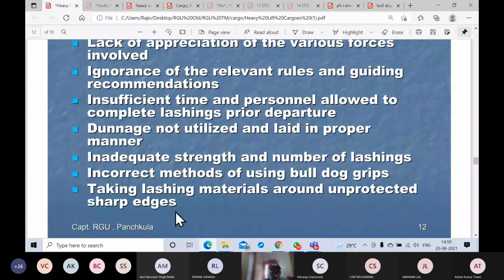It is also possible that lashing materials are taken around unprotected sharp edges of the cargo, which means that they can get chafed off. So you must ensure that if you are taking lashing material around unprotected sharp edges, it should be sheathed. It should have a plastic sheath so that the lashing material does not get damaged.